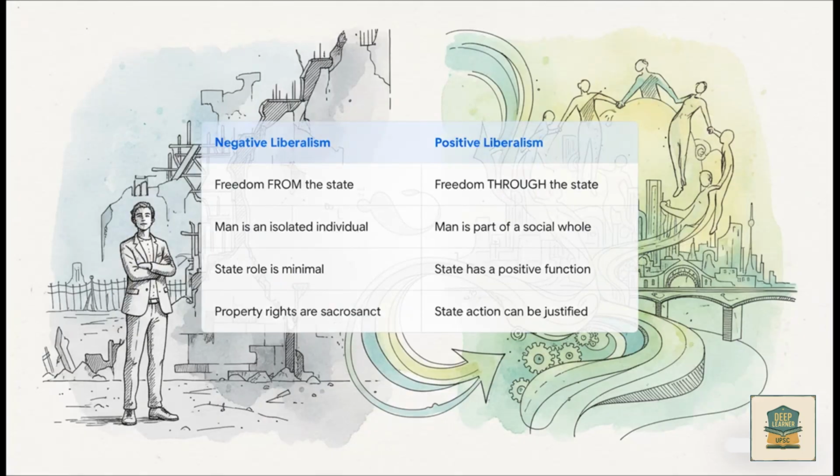Okay, this little comparison chart just lays it all out perfectly. You see on the left, with negative liberalism, freedom means freedom from the state. But look at the right. With positive liberalism, freedom is achieved through the state. We go from seeing ourselves as isolated atoms to part of a community, and the government's job shifts from doing almost nothing to having a real positive role to play.